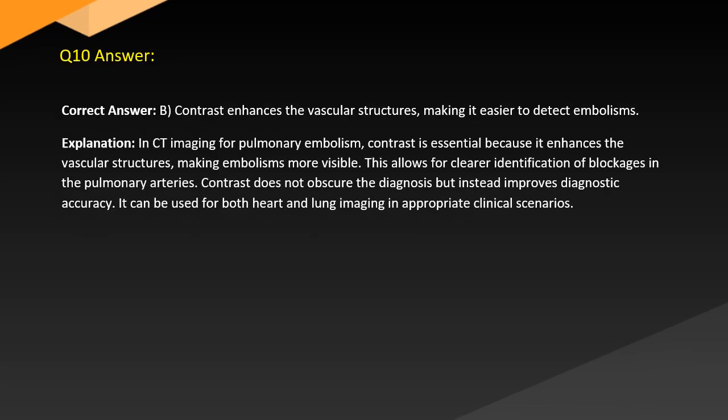Answer. Correct answer. B. Contrast enhances the vascular structures, making it easier to detect embolisms. Explanation. In CT imaging for pulmonary embolism, contrast is essential because it enhances the vascular structures, making embolisms more visible. This allows for clearer identification of blockages in the pulmonary arteries. Contrast does not obscure the diagnosis, but instead improves diagnostic accuracy. It can be used for both heart and lung imaging in appropriate clinical scenarios.